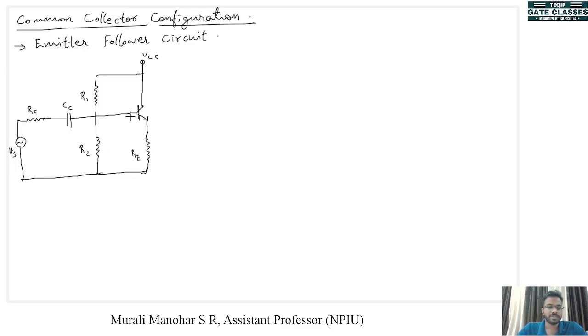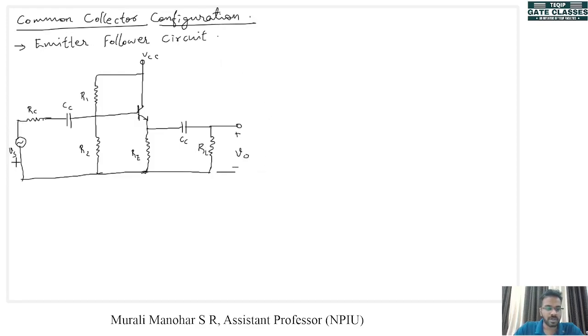Now the difference is, in common emitter configuration, the output was taken from the collector, right? So in common collector configuration or the emitter follower circuit, the output is taken at the emitter. So here we have a coupling capacitor Cc, and our load resistance RL. Now across the load resistance we have our output voltage. This is RL.